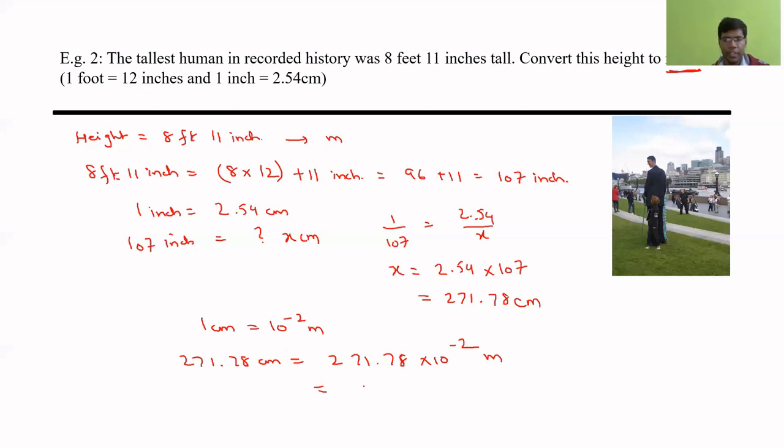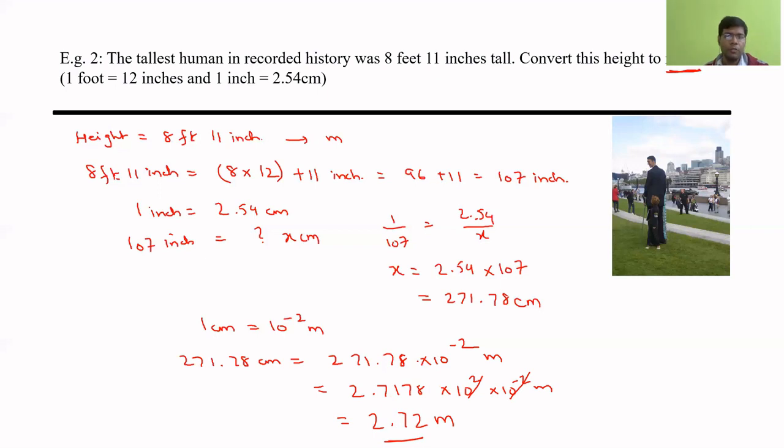If we convert it into standard form, this will be 2.7178 multiplied with 10 power 2 multiplied with 10 power minus 2 meters. So this and this will go off. Let me take 2 decimal places: 2.72 meters. So this is the height of that person in meters.